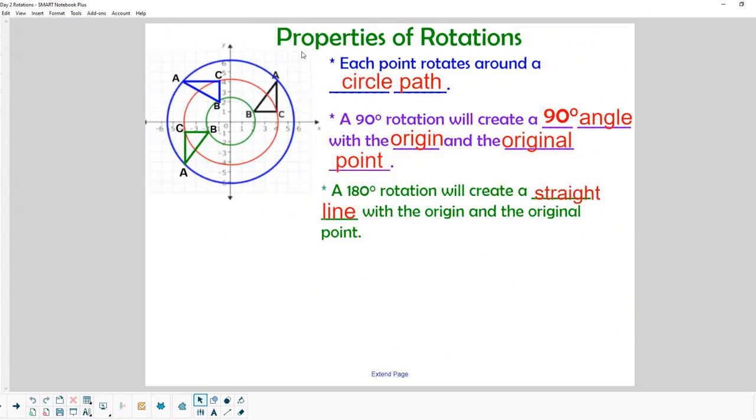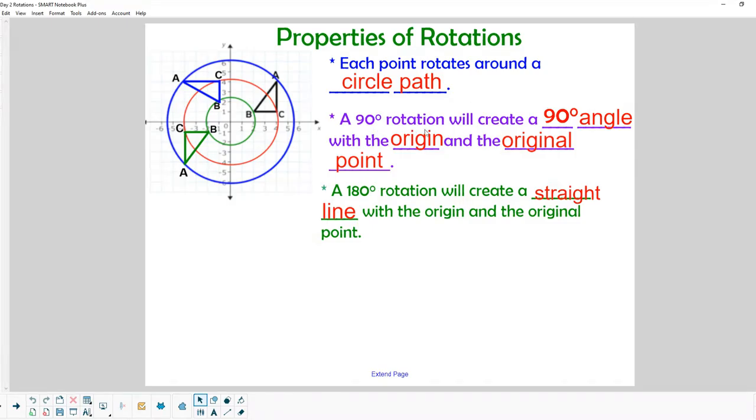So first of all, on your guided notes, fill in these words. Each point rotates around a circle path. So if you think about it, when we're rotating these objects, each point itself actually stays on a fixed circle path all the way around. That's kind of important to note.